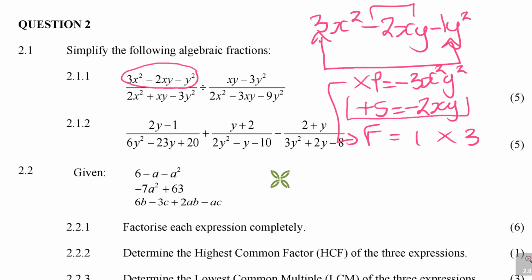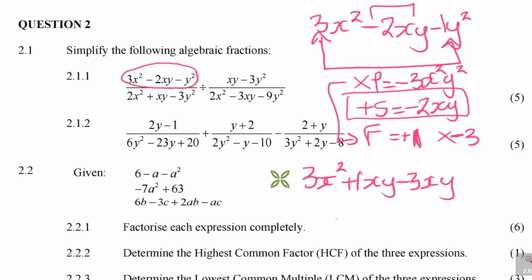But now, this sum is your decider. Whereby when you add those two numbers, they must give you -2. So if I say 1 plus 3, I get a 4. But if I say 1 plus -3, I get a -2. So you can rewrite that to become 3x squared. This is the best way I prefer to factorize. Now, where there is this -2, now it's plus 1xy minus 3xy. This is the one that is representing that -2xy.